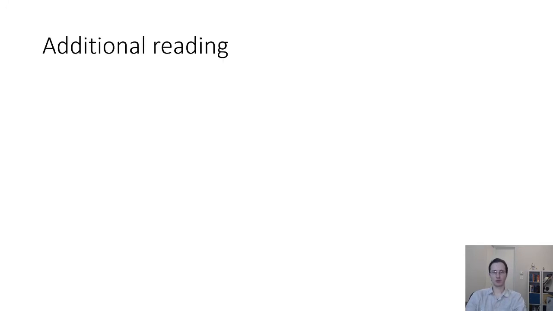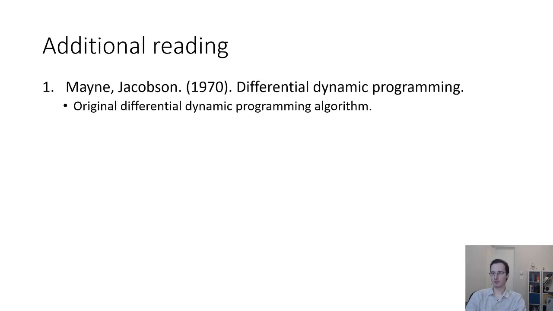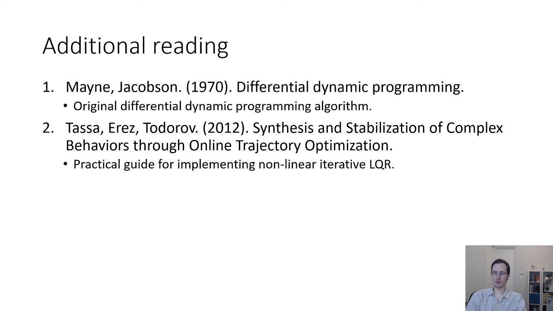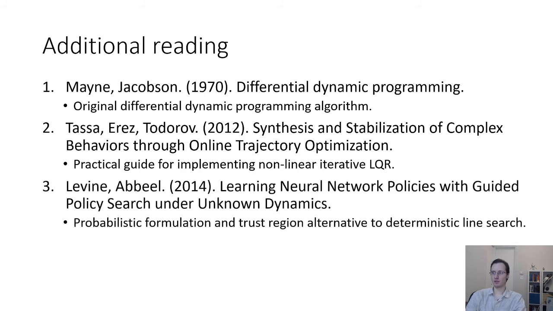Okay, if you're interested in additional readings on these topics, here's what I would recommend. This monograph by Mayne and Jacobson called Differential Dynamic Programming is the original description of the DDP algorithm from which iLQR is inspired. This is the MPC paper for which I just presented the video. This is a paper that provides a probabilistic formulation and trust region alternatives to the deterministic line search for iLQR. So if you want to know how to handle these kinds of LQR things in stochastic settings, this could be something to check out.